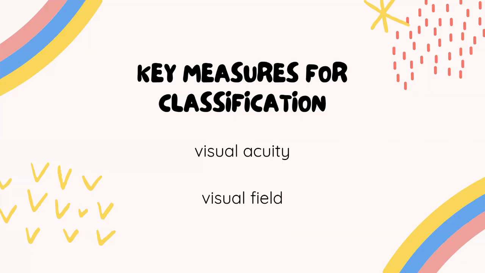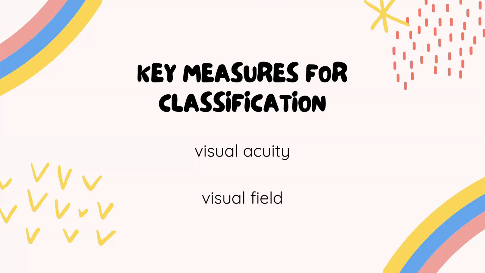Key measures for classification are visual acuity and visual field. Visual acuity refers to the sharpness or clarity of vision. This is measured as a fraction, for example, 20/20 or 20/200. The first number represents the test distance, for example, in 20/20, the first number is 20 feet, while the second number shows what a person with normal vision would see at that distance.